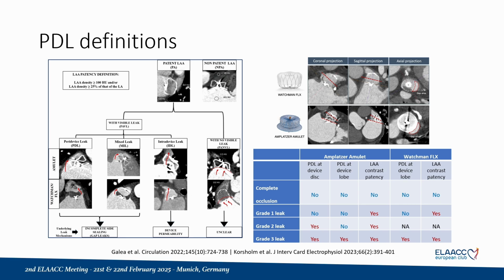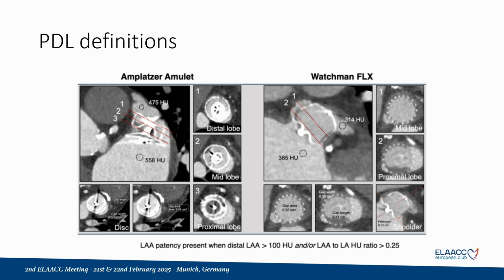When looking at the CT studies classifying PDL, all of them start by looking at whether there's contrast in the distal appendage. And thereafter, they vary a bit, but it's common between the studies that they look at whether there are gaps adjacent to the device, and then they try to look at the mechanism of the leak. This is how we decided to do it when we got together some of the CT users across European and North American countries and Sanchis.